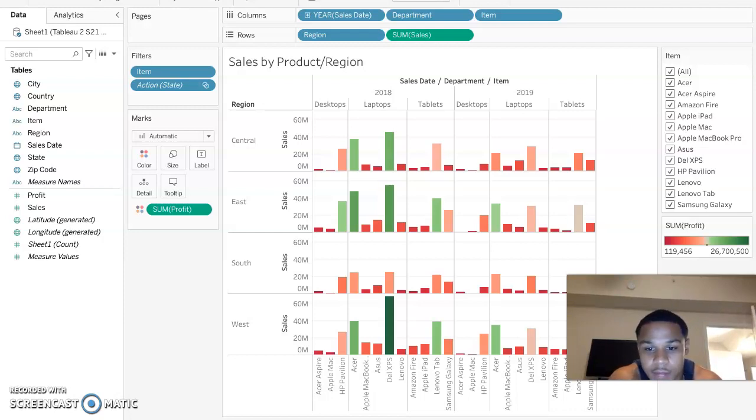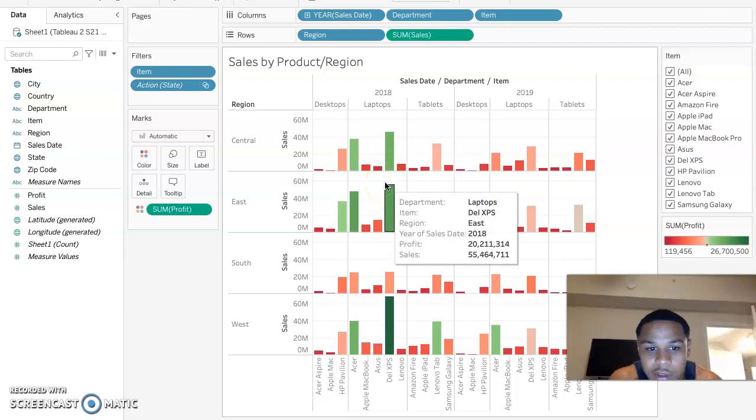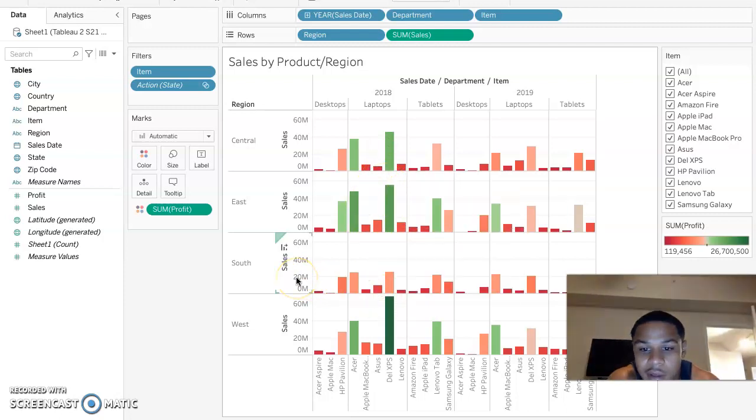It shows pretty much how well each region performed, and showed that the South performed the worst in both 2018 and 2019. So that piqued my interest, and I wanted to know a little bit more.